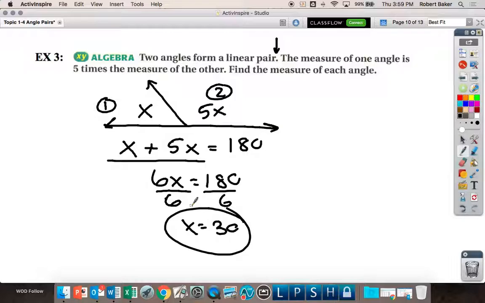Nobody cares about x. That's why they're x's. We broke up with them. They're in the past. How big is the first angle? How big is angle 2? That's what we care about: the measure of each angle. Do those angles add up to 180? Guys, it's math magic.